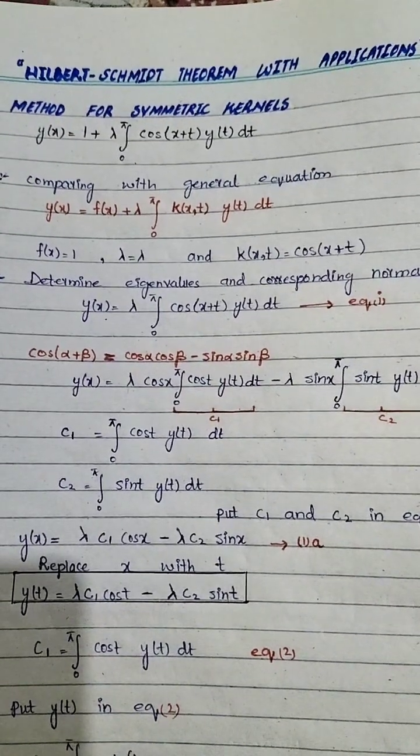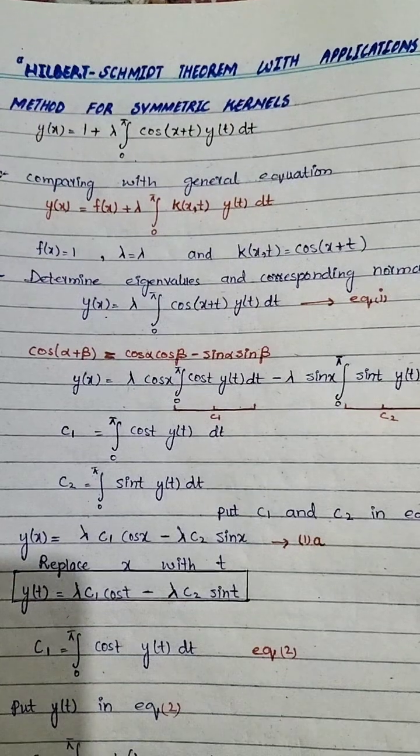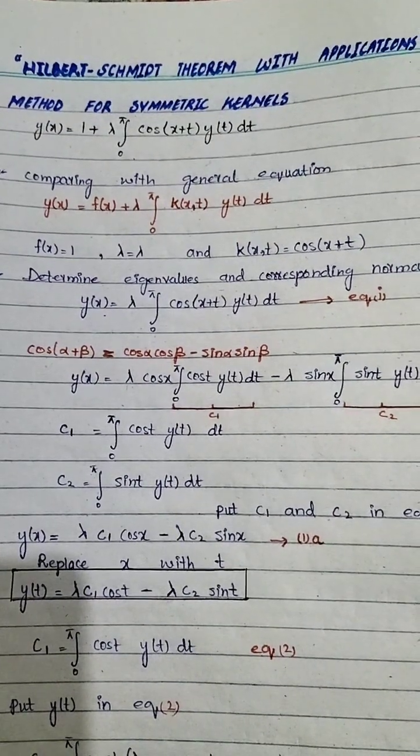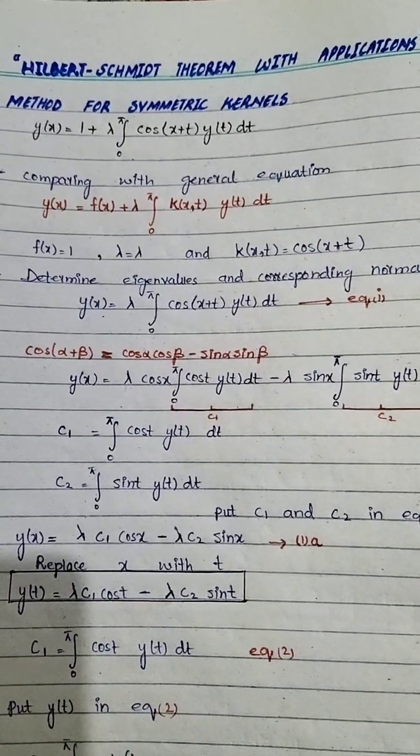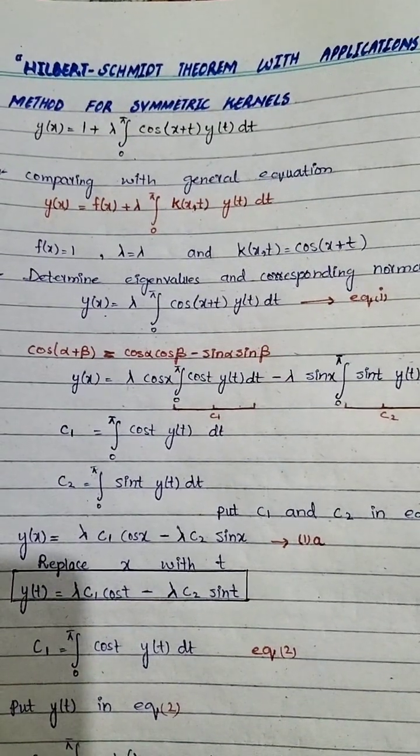In today's lecture we will learn about the Hilbert-Schmidt theorem with applications, the method for symmetrical kernels. The equation given is y of x is equal to 1 plus lambda integral from 0 to pi of cos(x plus t) y of t dt. Comparing it with the general equation, we get the values of f of x, lambda and K(x, t).